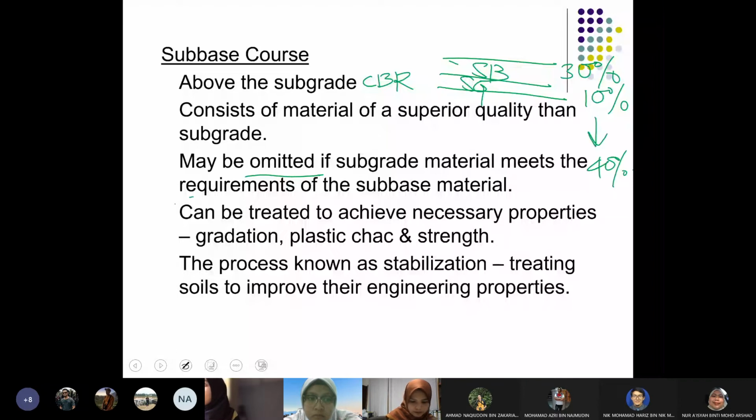Okay, and it can also be treated. It can be improved with whatever materials are available. This process we call stabilization: treating the soil to improve its engineering properties. This is also one of the things final year project students do. Okay, treating the subbase soil.